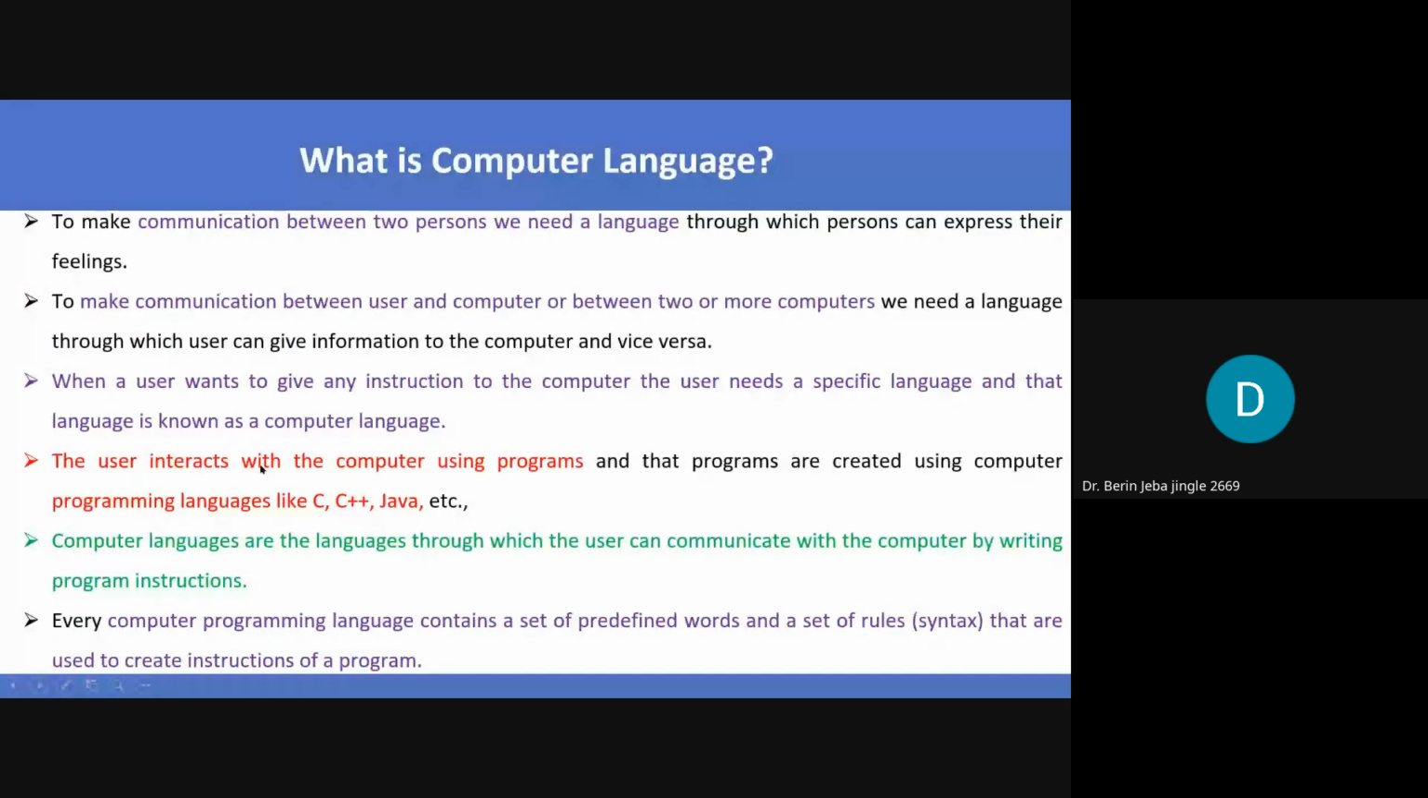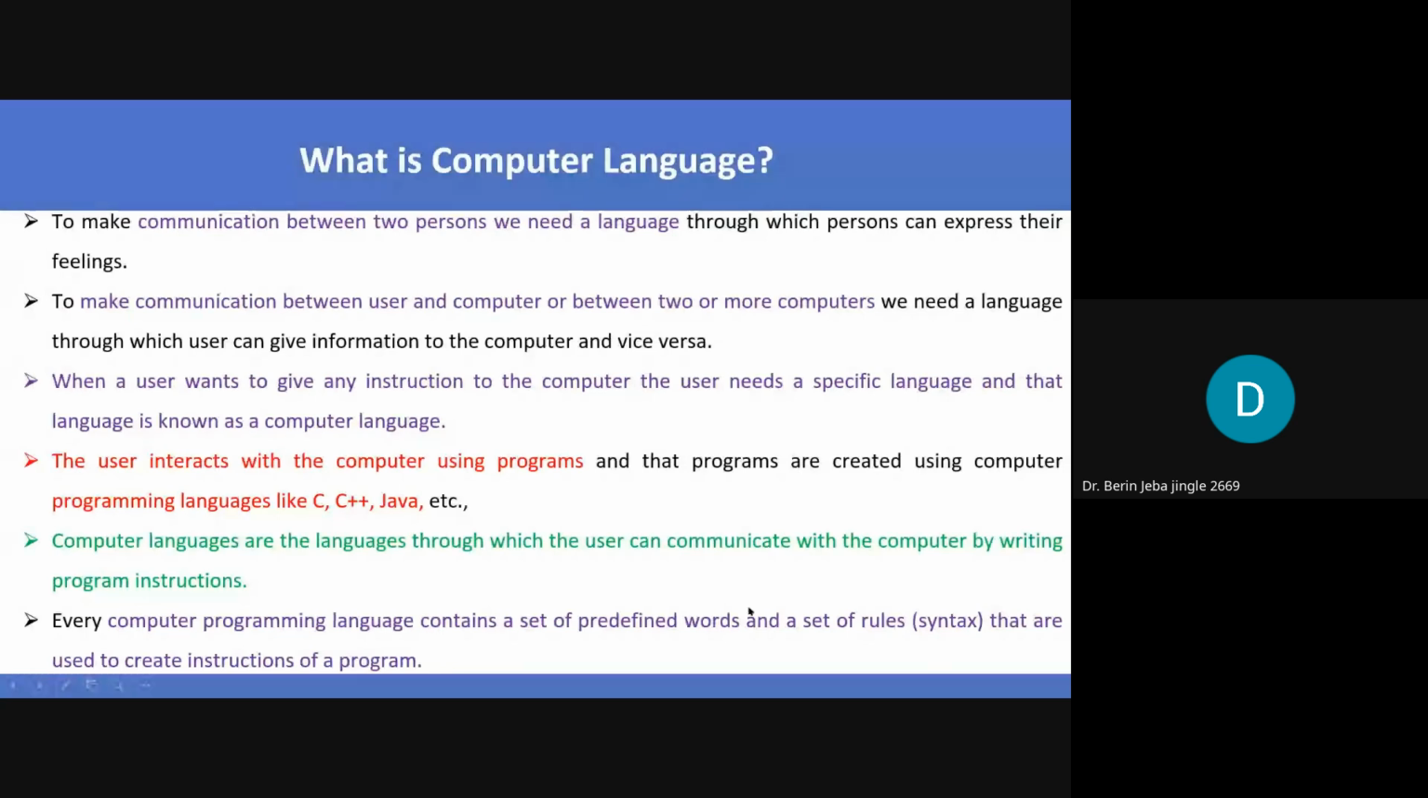So the user interacts with the computer using programs, through programming languages like C, C++, Java, Python. If a user wants to interact with the system, then he must interact through programming languages like C, C++, Java. These programming languages are written as program instructions, the instructions that are obeyed by the computer. Whatever instruction you give will be obeyed.